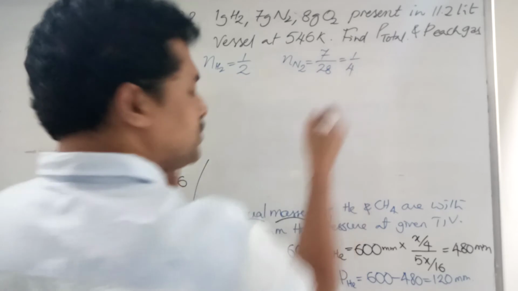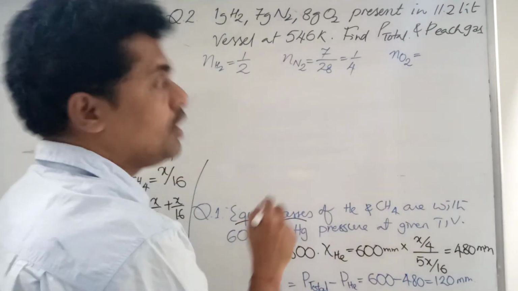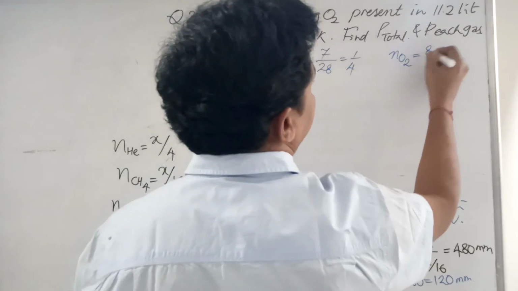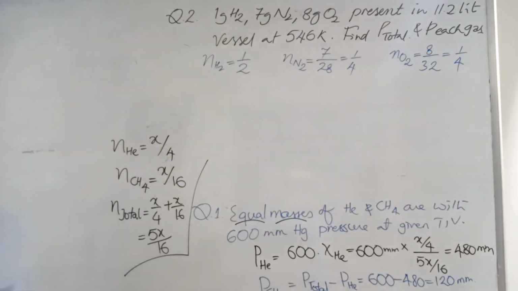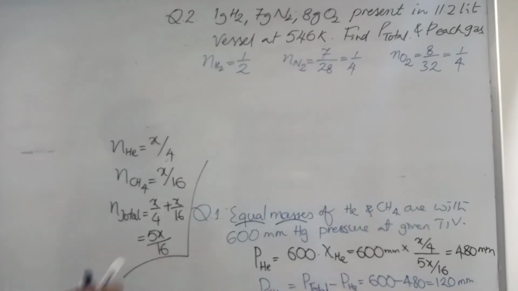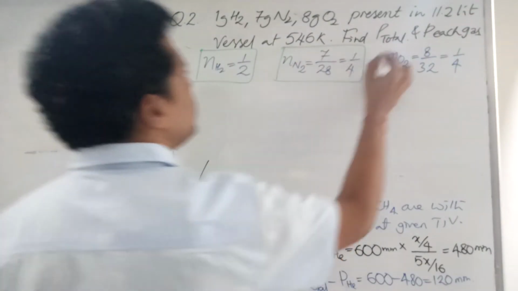That is 1 by 4. Number of moles of oxygen: 8 grams, 8 by 32, so 1 by 4 again. So we have the number of moles of hydrogen, nitrogen, and oxygen.